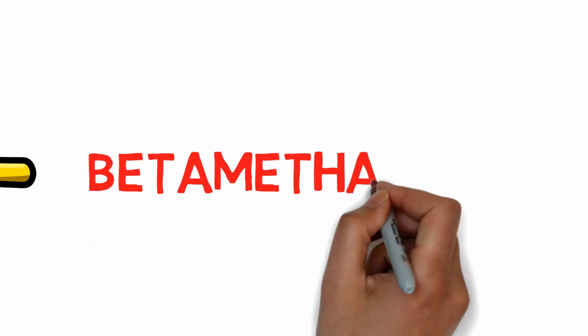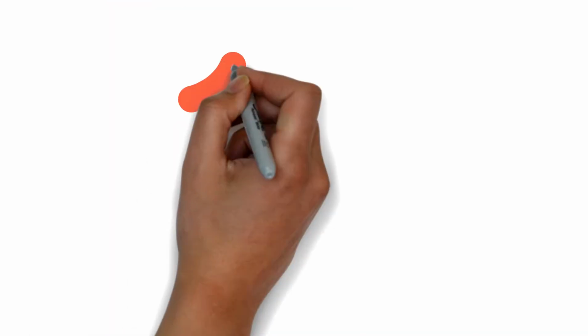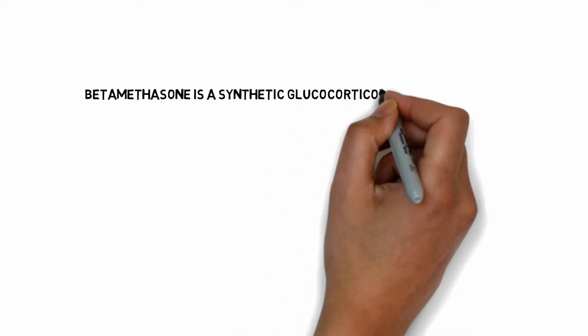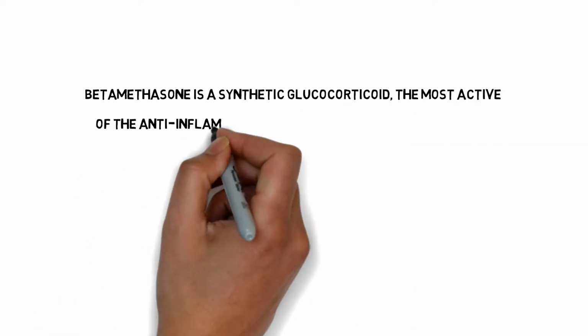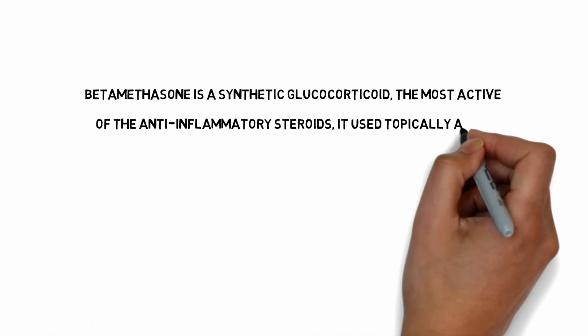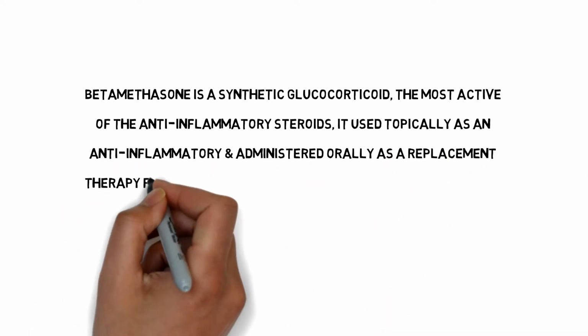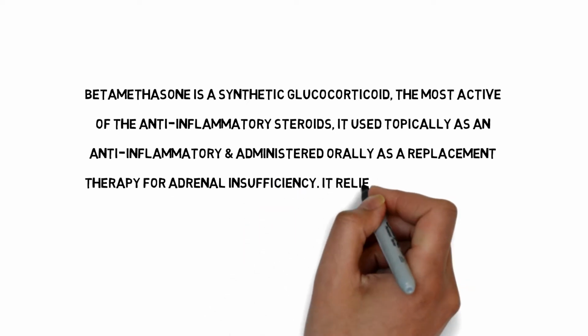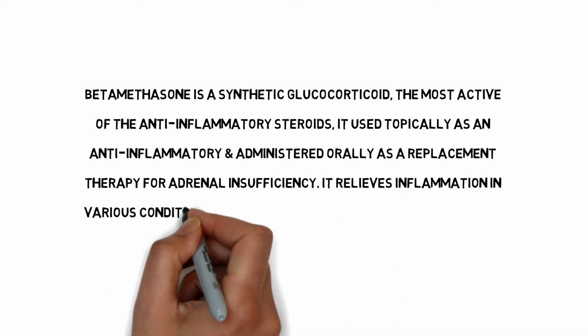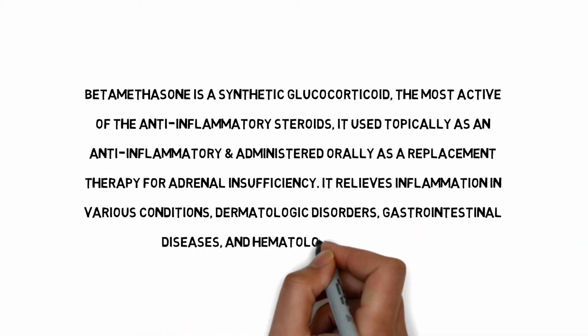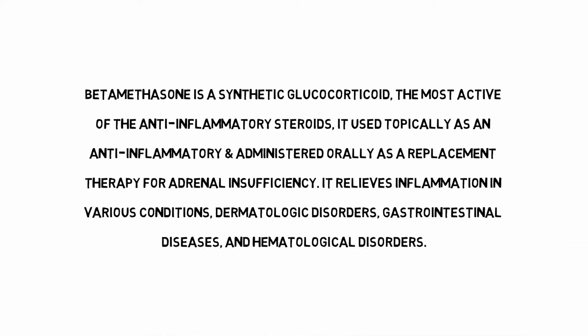Today I'm going to explain to you what the uses of the betamethasone drug are, its benefits and everything. Let's get started. Betamethasone is a synthetic glucocorticoid, the most active of the anti-inflammatory steroids. It is used topically as an anti-inflammatory and administered orally as a replacement therapy for adrenal insufficiency. It relieves inflammation in various conditions: dermatologic disorders, gastrointestinal diseases, and hematological disorders.